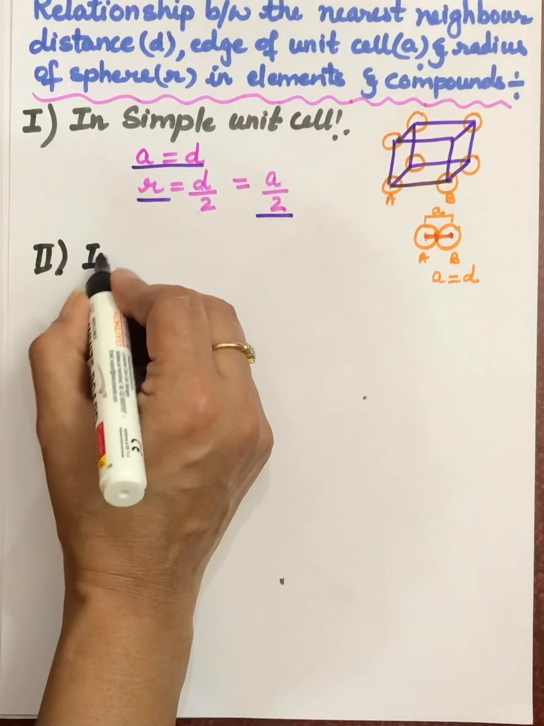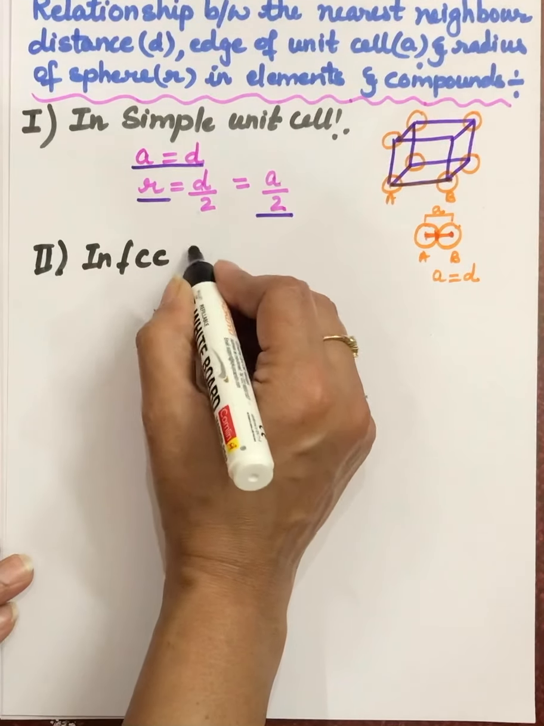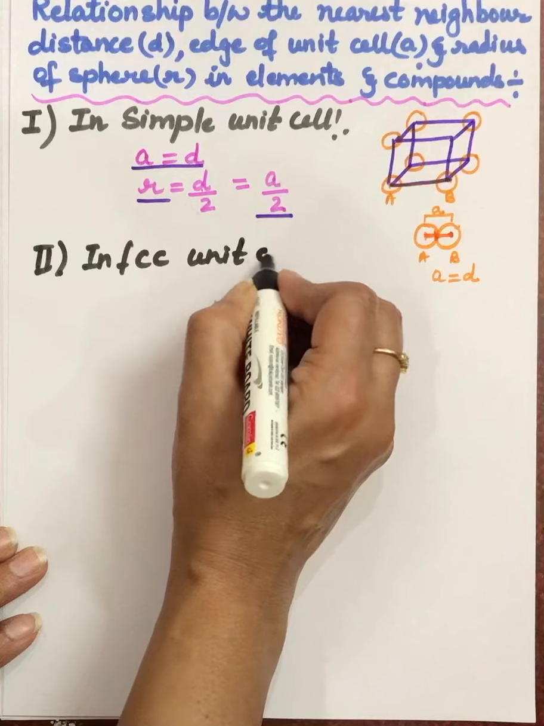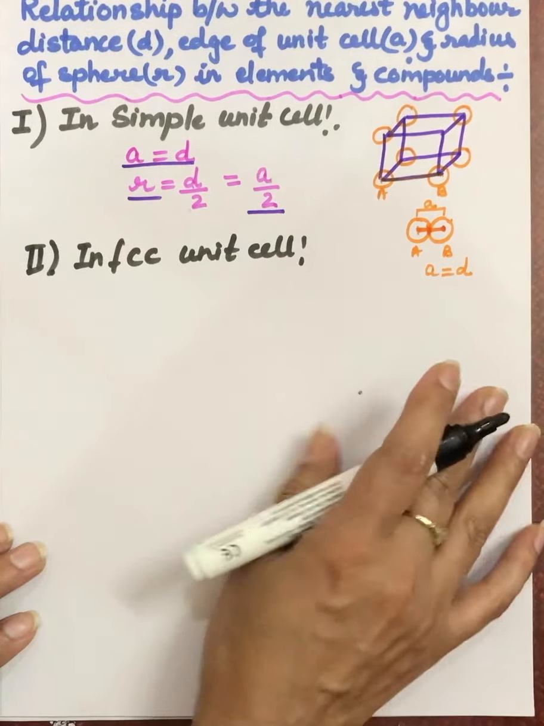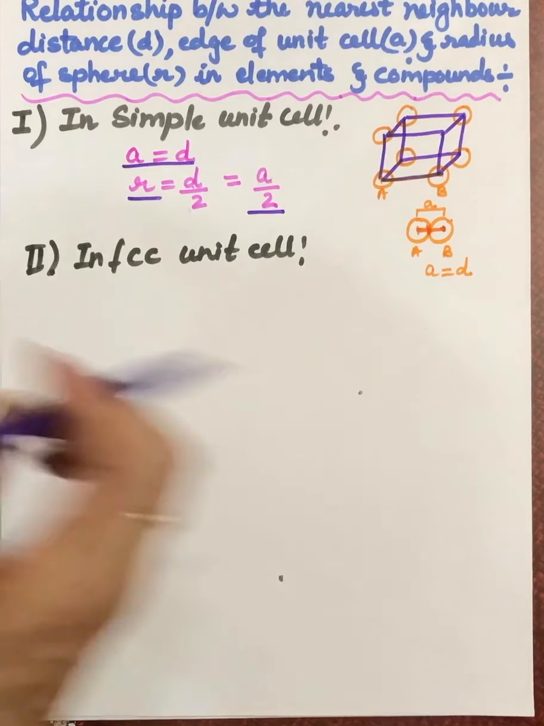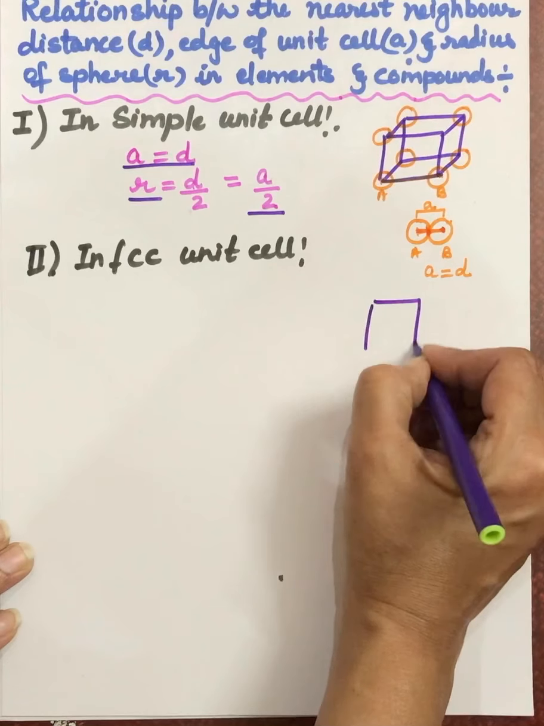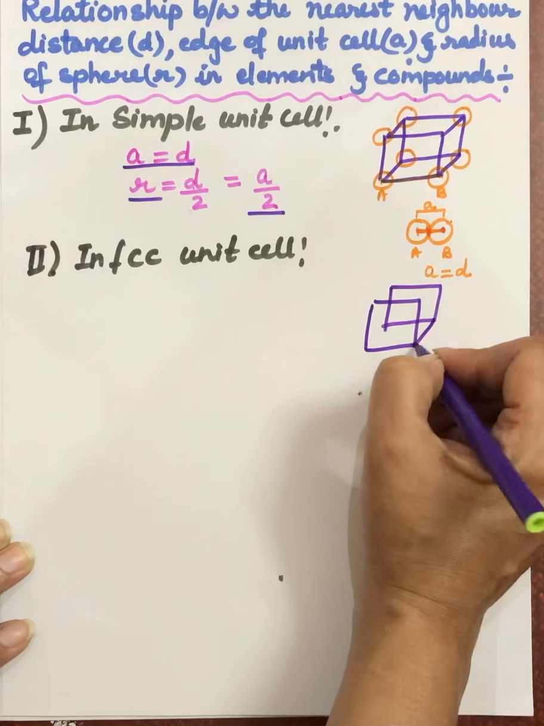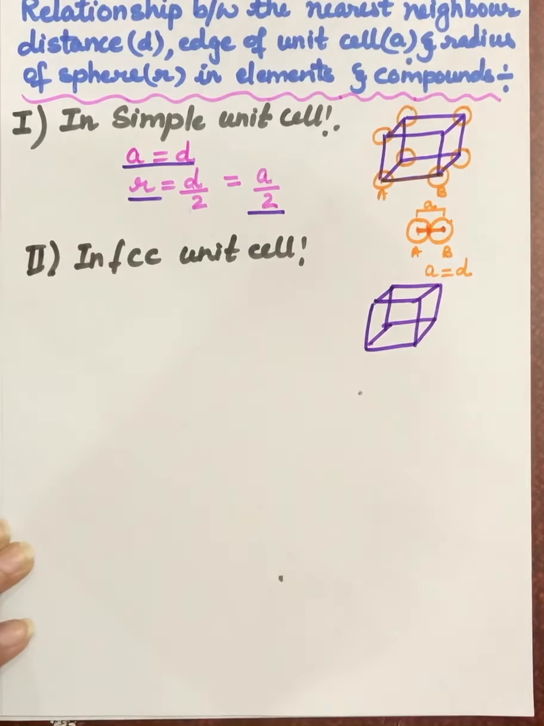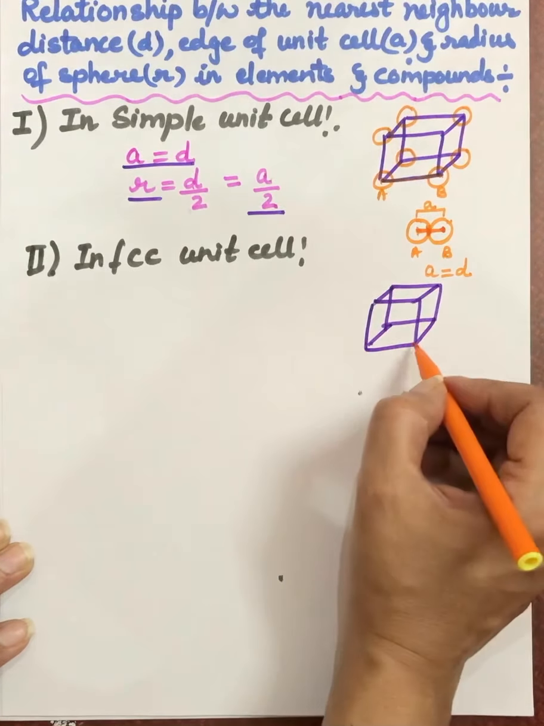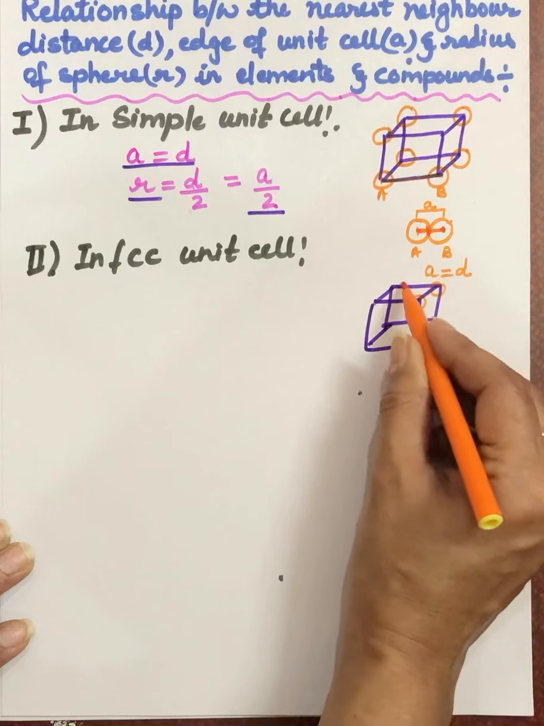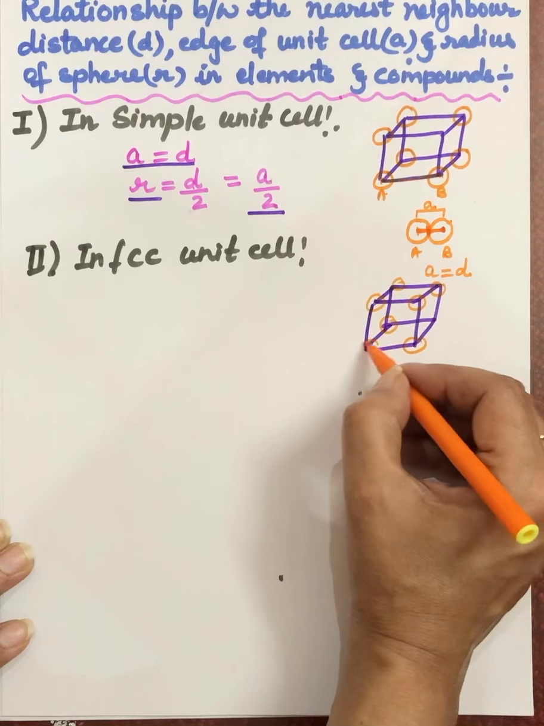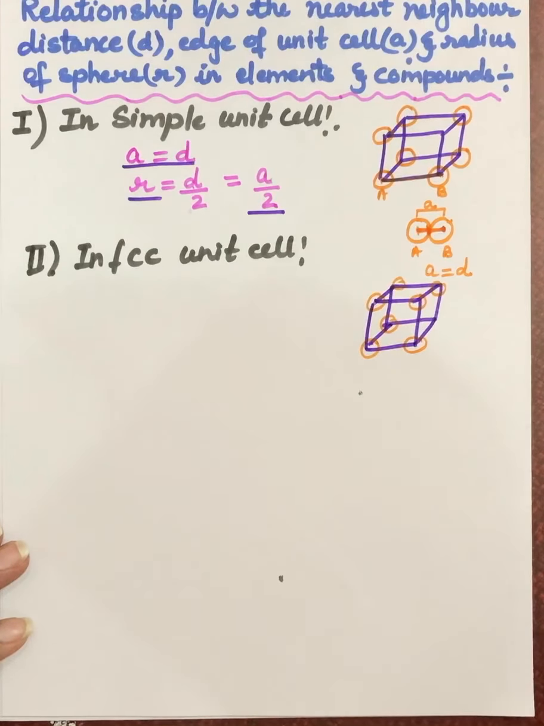In FCC unit cell, face-centered cubic unit cell. Face-centered cubic unit cell is that unit cell in which particles are present at the corners of a unit cell, and plus particles are also present at the centers of the faces of a unit cell.